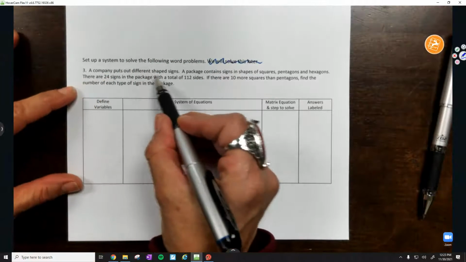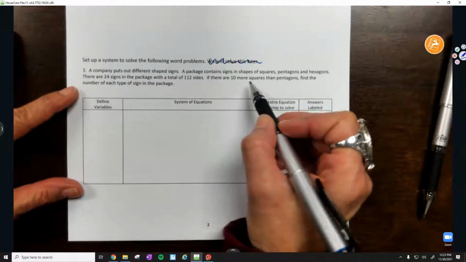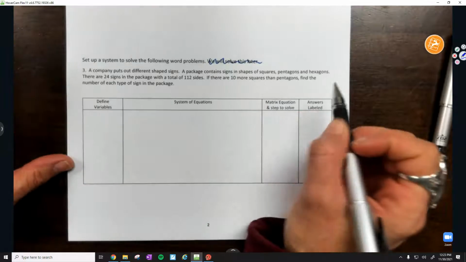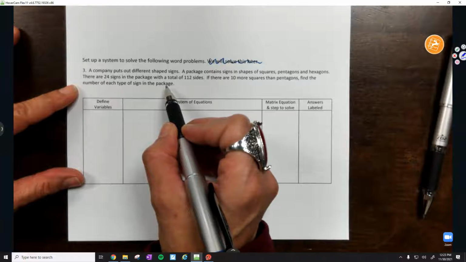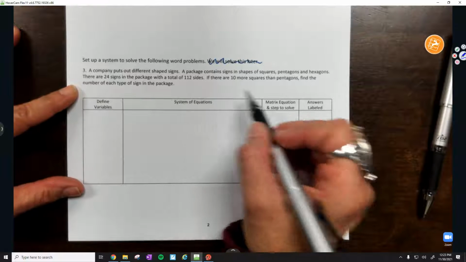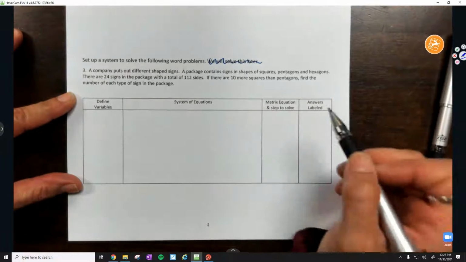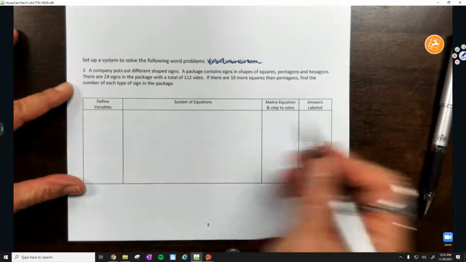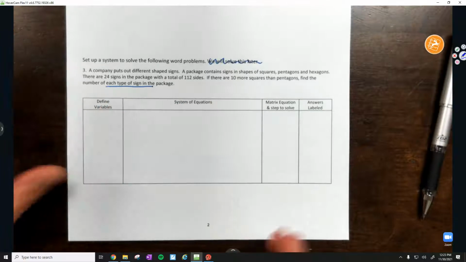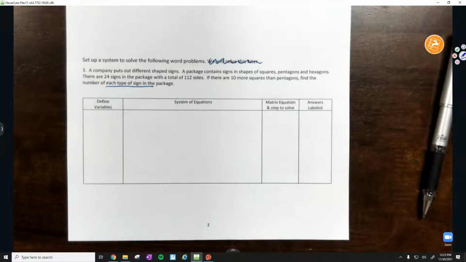A company puts out different shaped signs. A package contains signs in shapes of squares, pentagons, and hexagons. There are 24 signs in the package with a total of 112 sides. If there are 10 more squares than pentagons, find the number of each type of sign in the package. Then you have this little table here. The first table where it says to define your variables, don't cut corners on that. It's going to frame everything else for you.